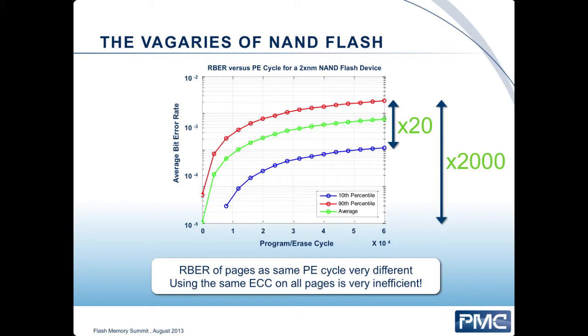The error rates vary by as much as an order of 20 times at the end of life, and the variability from the beginning to the end of life is over 2,000. What this means is at the beginning of life, it's very easy to keep your data secure and reliable, but by the end of life, it's very, very challenging. What that means is that we have to use different error correction technologies through the life of the drive.